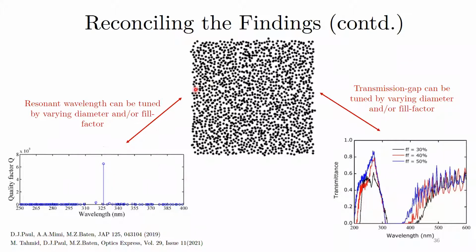In the Journal of Applied Physics, reported back in 2019, we saw that the resonant wavelength can be tuned by varying the diameter and the fill factor. Whereas now what we are seeing is that the transmission gap can be tuned by varying the diameter and/or the fill factor. So why? Obviously there is a link between the two. And what is the link?